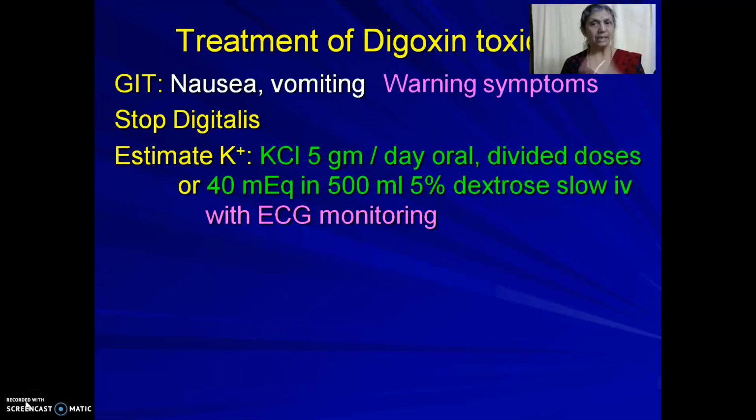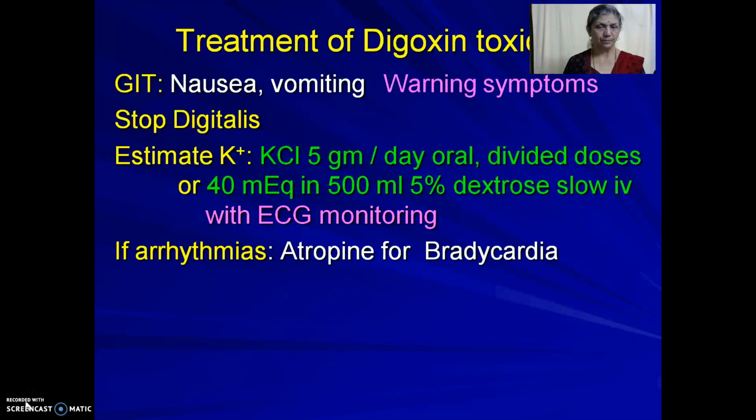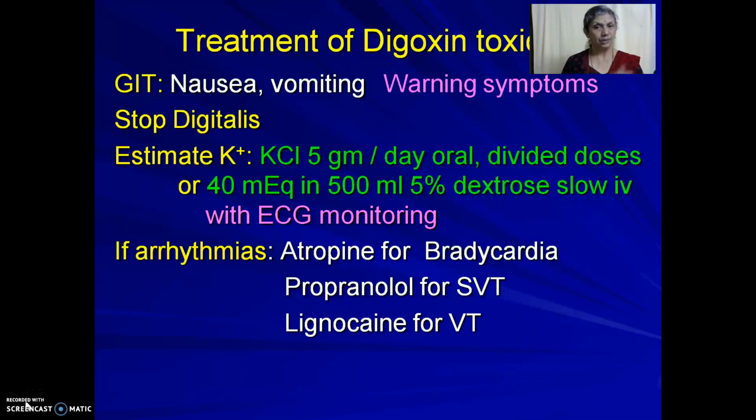And while giving potassium, ECG should be very carefully monitored to ensure that there are no adverse effects of excess potassium as well. Whatever arrhythmia is present should be treated accordingly. For example, bradycardia would be treated with atropine, supraventricular tachyarrhythmias with propranolol, and ventricular with lignocaine.